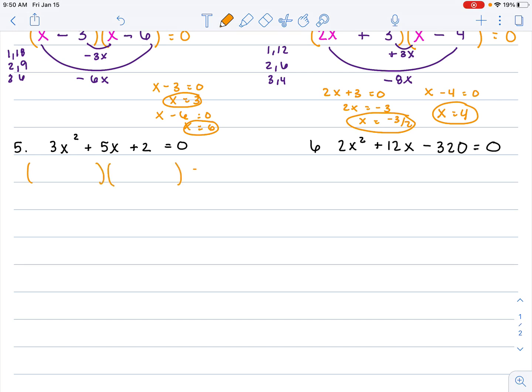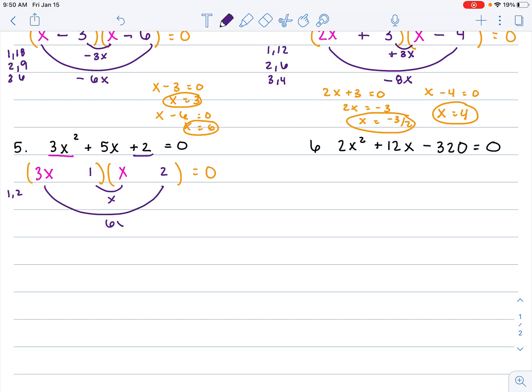We've got 3x squared plus 5x plus 2 here, so make your parentheses. What times what gives you 3x squared? Well, 3x and x. And then what times what gives you 2? Well, thankfully, 2 only has one option, 1 and 2. So we just have to figure out which combination works. We're going to try 1 and 2.